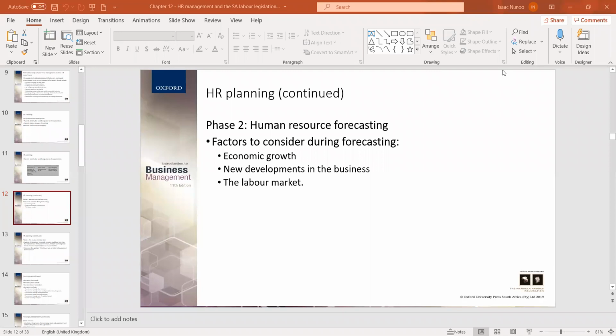Another important, or the second, phase in human resource planning is human resource forecasting.